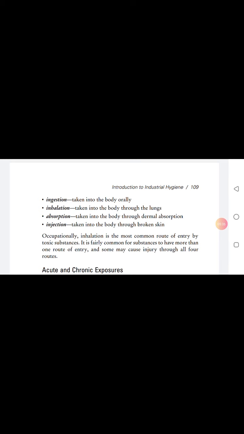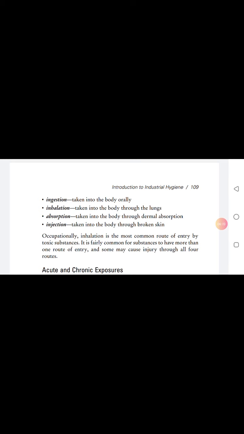Occupationally, inhalation is the most common route of entry by toxic substances. Among these four routes of entry, inhalation is the most common. It means you usually take a toxic material into your body through your nose when you breathe actually. Then it goes into your lungs. That's why in current situations it is recommended to wear face masks. Why? Because inhalation is the most common route through which a toxic material can enter your body.